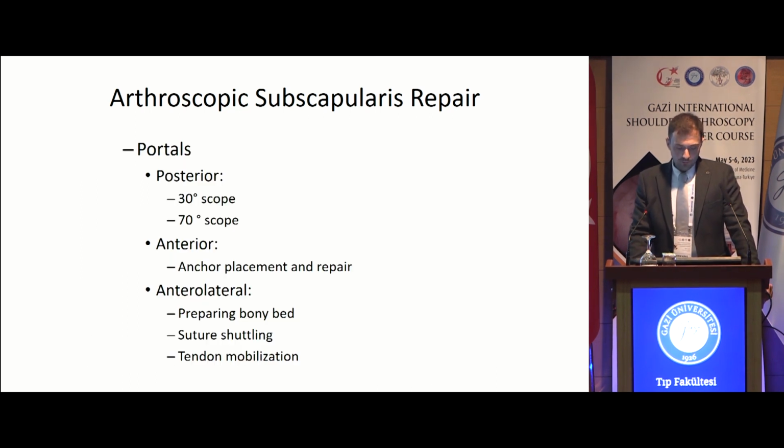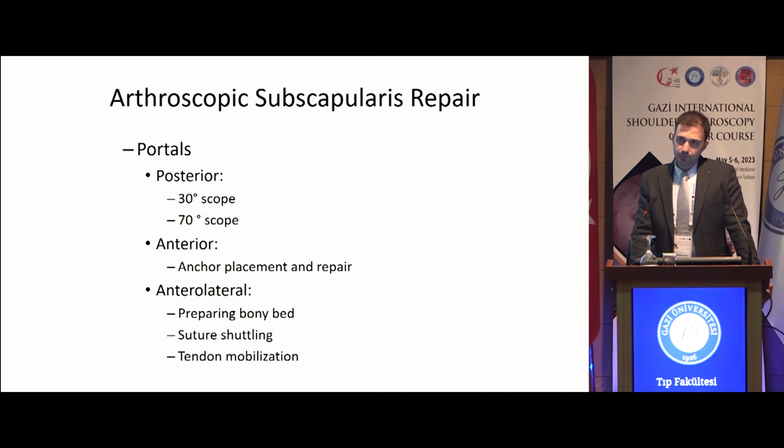We use standard portals. Initially, we start with the posterior portal to view. We typically use 30-degree scopes. We don't usually need the 70-degree scope. And anteriorly, we use 2 portals. You can use 1 portal and a sutureless anchor if you like, but our experience is with two anterior portals and suture anchors.